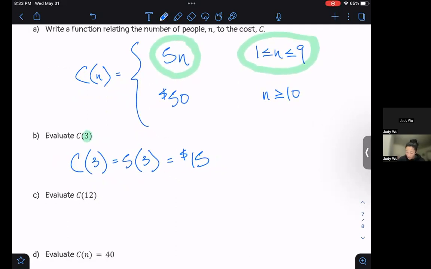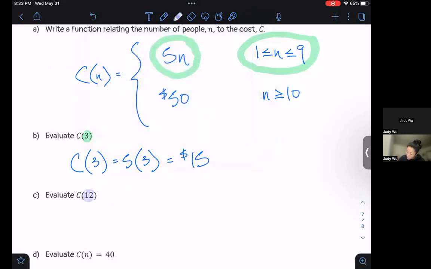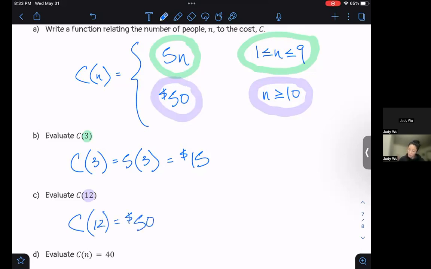So part C looks similar. Evaluate C of 12. Okay, well, C of 12, 12 is bigger than 10, and the cost for 12 people is going to be $50. So we can say C of 12 equals $50. Okay, so even though we write a function that has a lot of pieces, the piece we choose depends on the number that we put in.